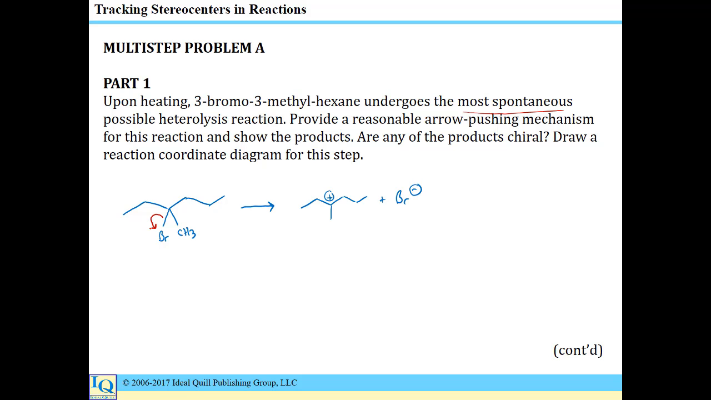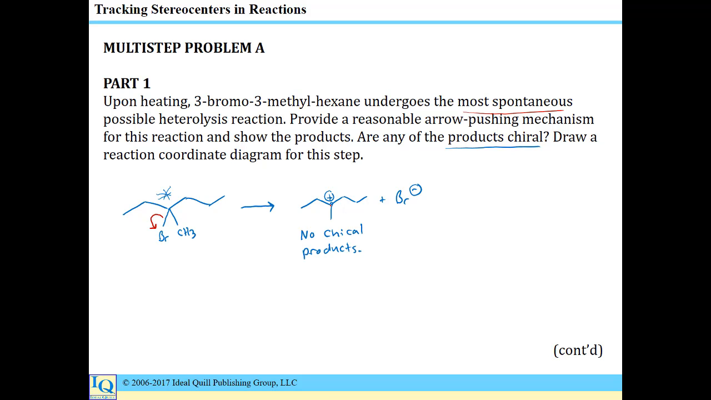Next, we are asked whether any of the products are chiral. Now, we do have a stereogenic center in the reactant, but we're asked about the products, and the carbon that used to be a stereogenic carbon only has three bonds now. It is now a carbocation, so there are no chiral products.